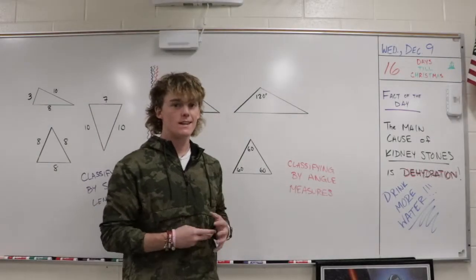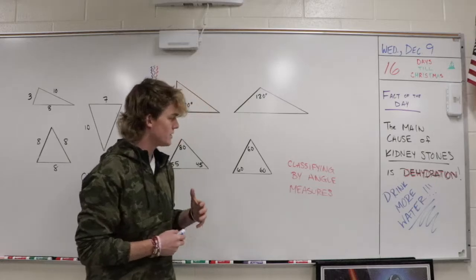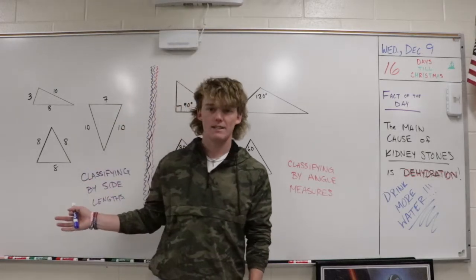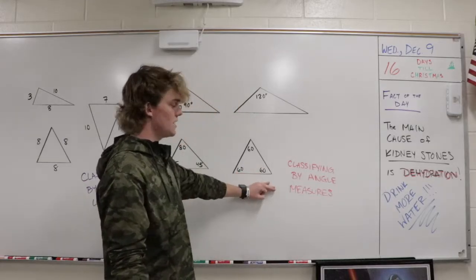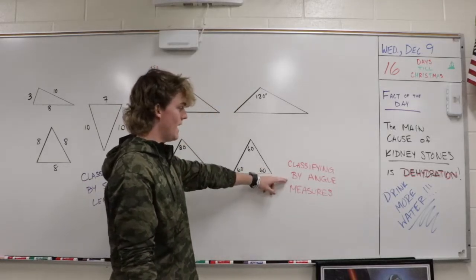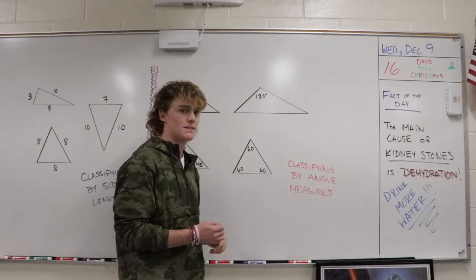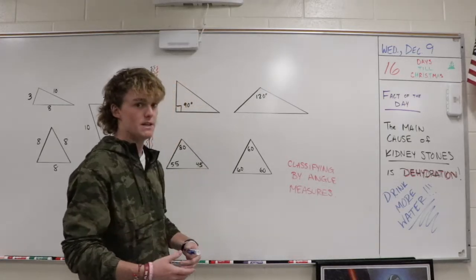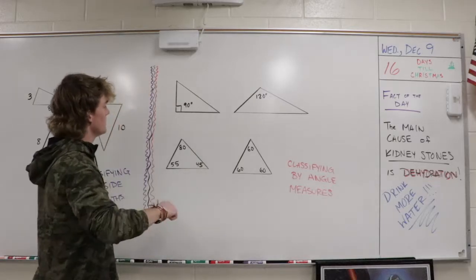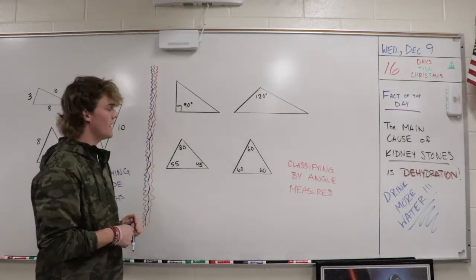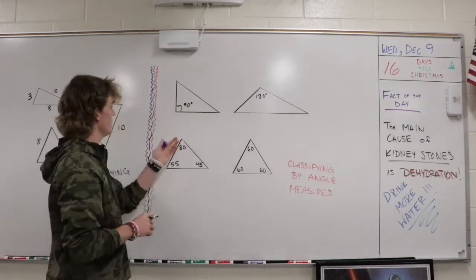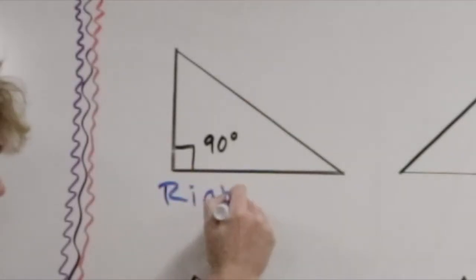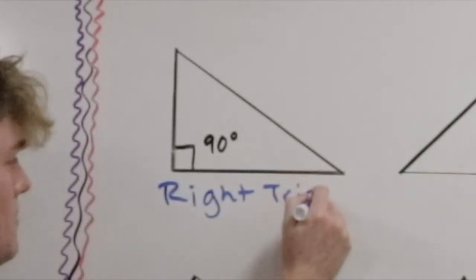All right, so the first thing that we need to do today is learn how to classify triangles. So I think you understand how to classify by sides, but let's talk first about classifying triangles by their angle measures, and then we'll talk about the sides, and then we're going to put them together so you know how to name triangles like a beast, because that's a really important life skill. All right, this triangle here has a right angle in it. A right angle is 90 degrees, so this isn't very creative, but this is a right triangle.